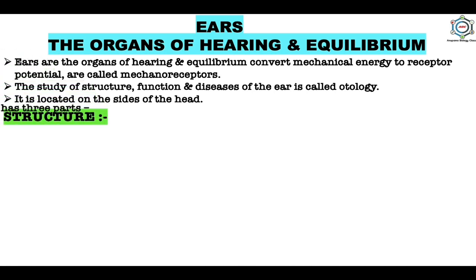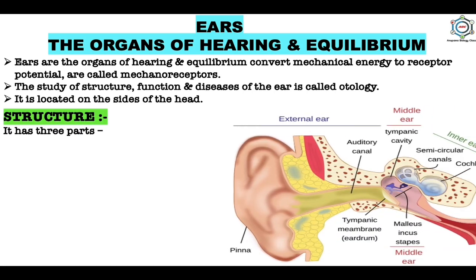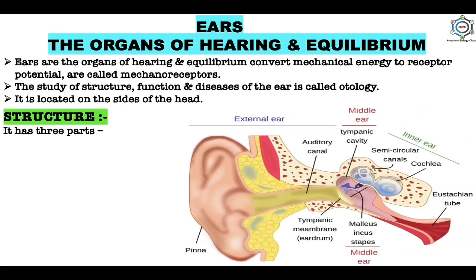According to the structure, it has three parts. This is the structure of the ear. Here three parts: external ear, middle ear and the inner ear. So the first one, that is the external ear, it has two regions.